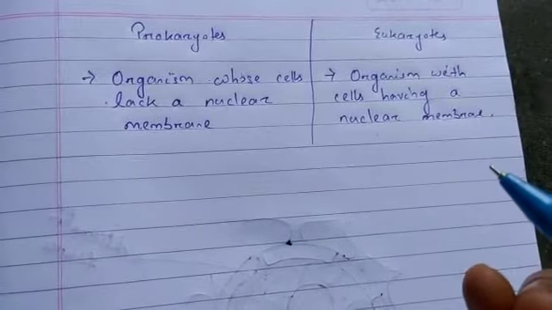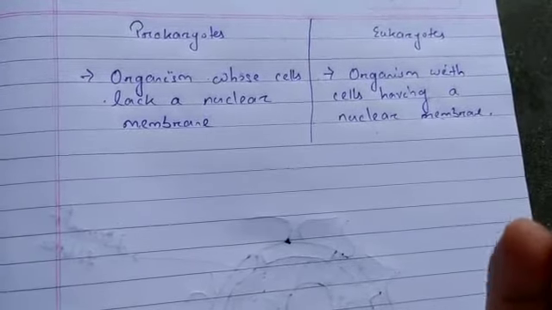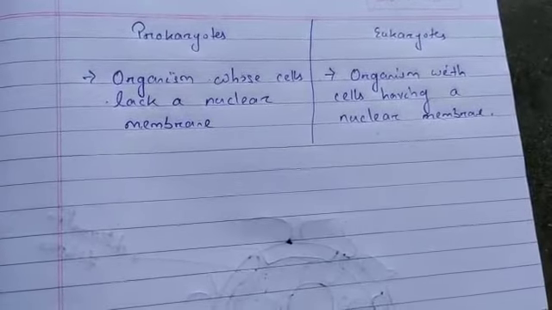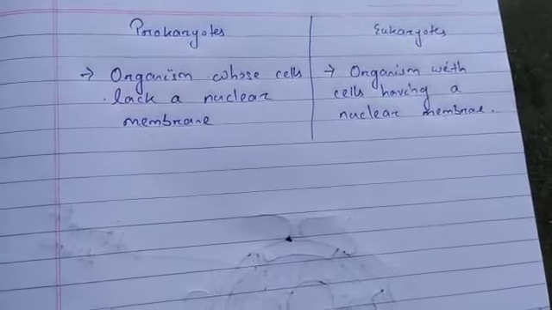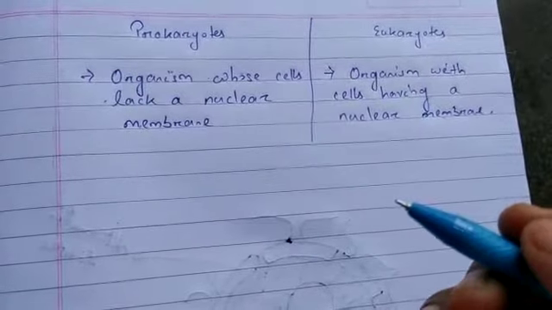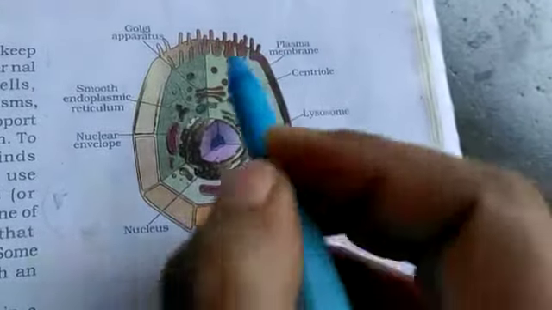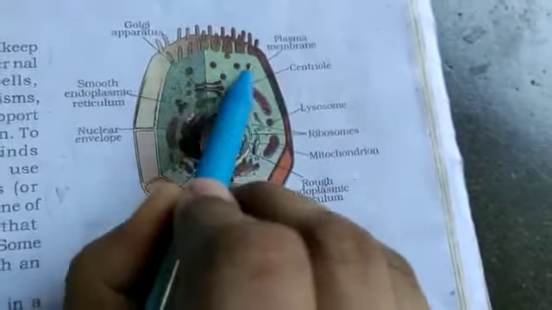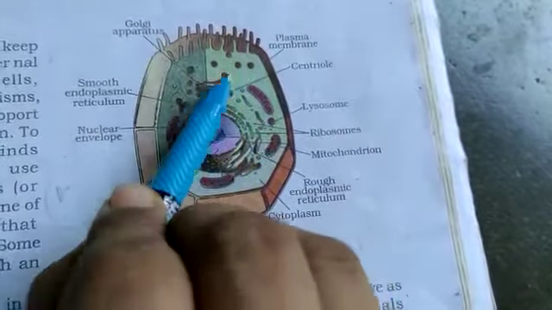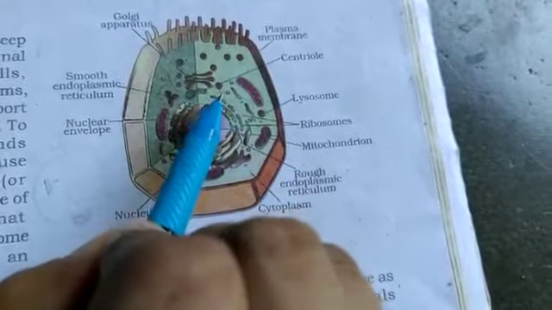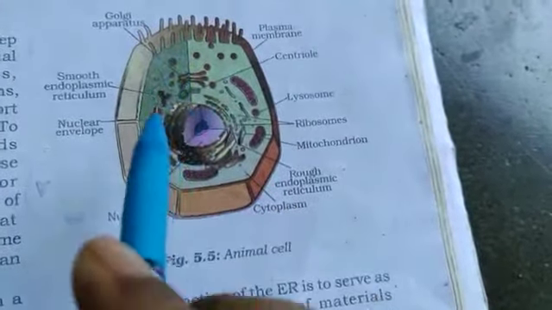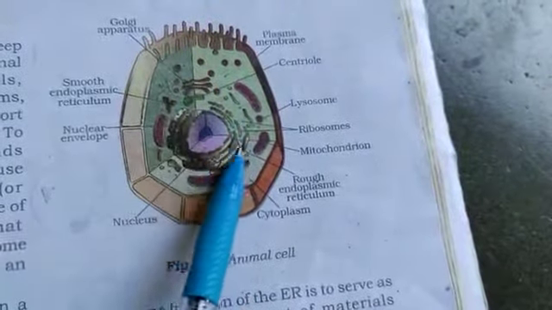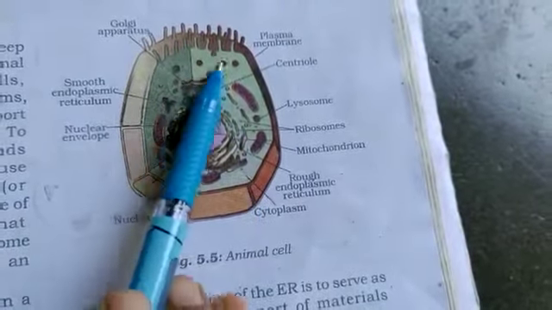The next part: I told you that in the organization of the cell, the three parts are the cell membrane or plasma membrane, the nucleus and the cytoplasm. So now we will go to the cytoplasm. Here you can see in an animal cell, the fluid which is present inside the plasma membrane is considered the cytoplasm. Cytoplasm is the fluid content inside the plasma membrane.